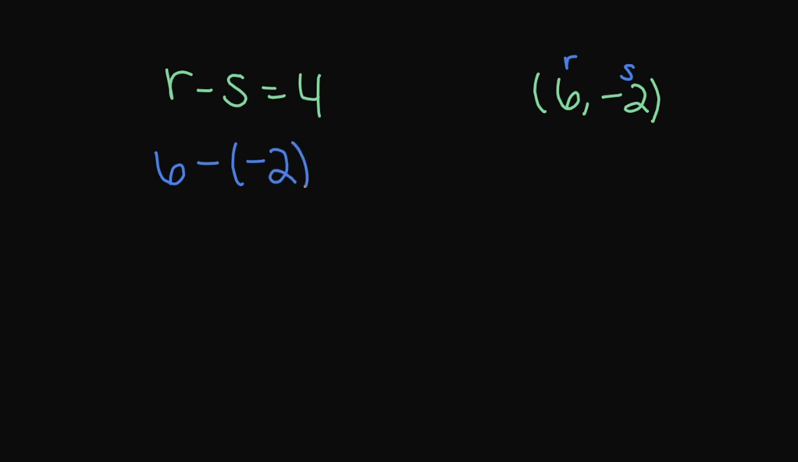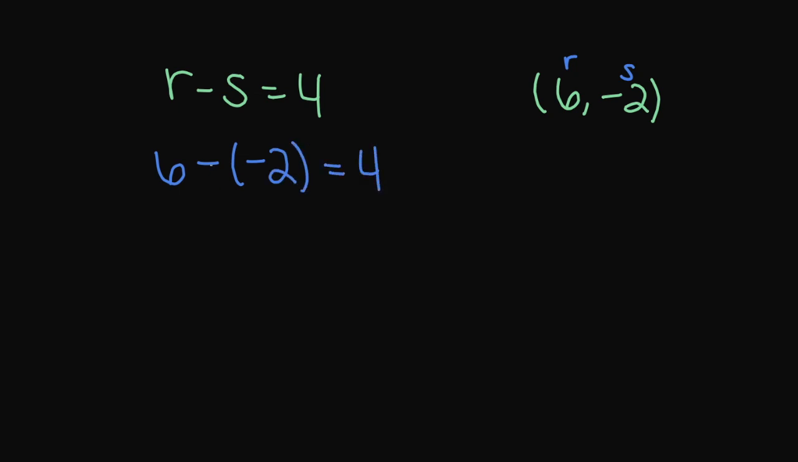R minus S equals 4. And our ordered pair here is going to be 6, -2. So I'm going to label R and S. And remember, when you are labeling your ordered pairs, yes, you do need to label your numbers in alphabetical order. All right, so my R is going to be 6 minus S. So 6 minus -2 equals 4.